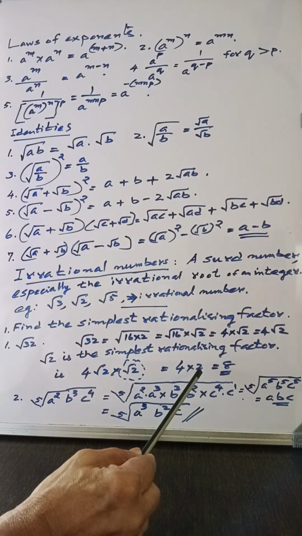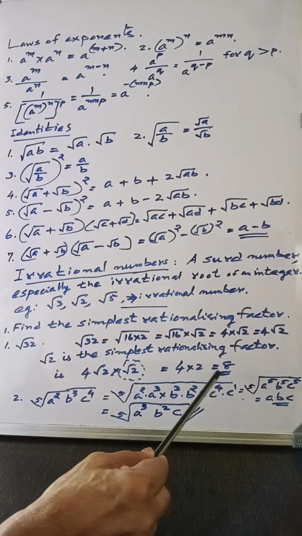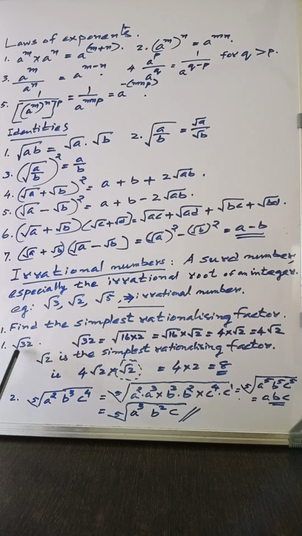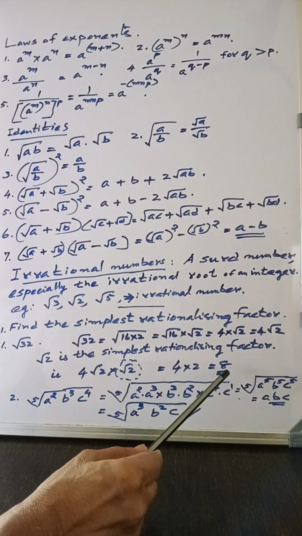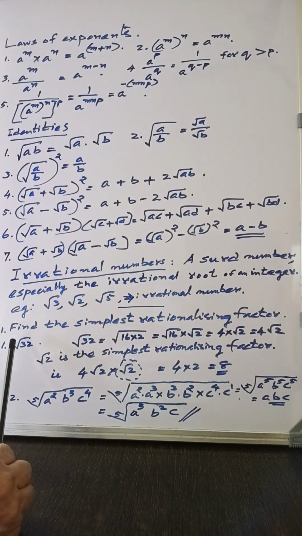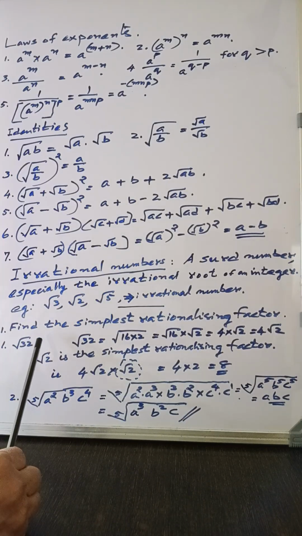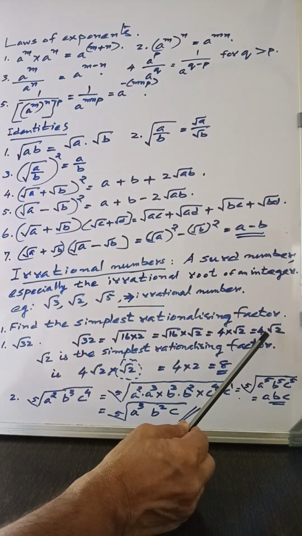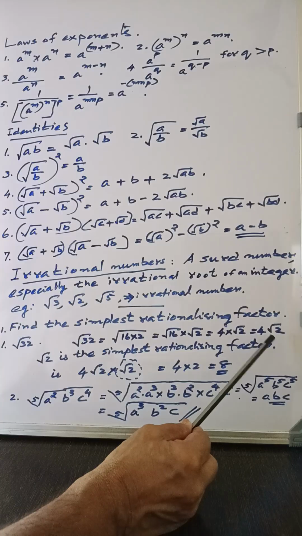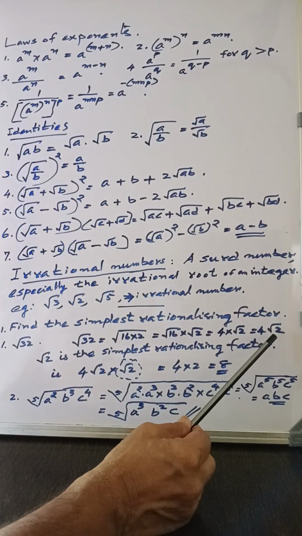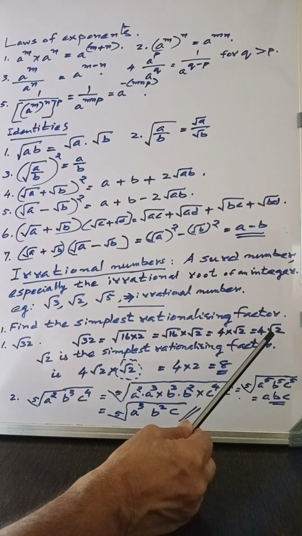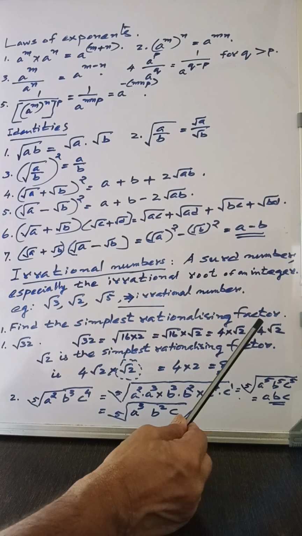4 into 2 gives 8. That is, when you multiply 32 into 2, it becomes 64. Root 64 equals 8. Therefore, root 32 is called a mixed surd. Why? Because of 4 root 2. 4 is a whole number and root 2 is an irrational number. Therefore, when an irrational factor comes with a whole number, it becomes a mixed surd or mixed irrational number.